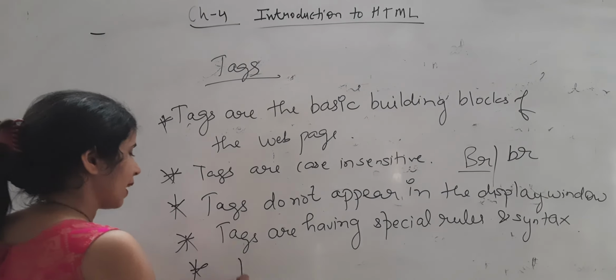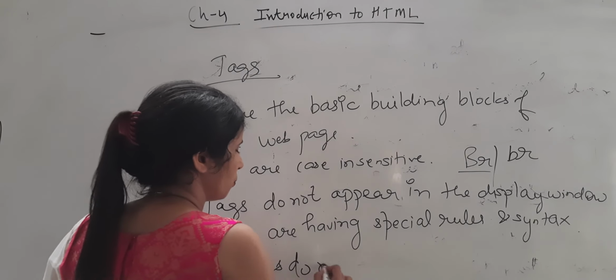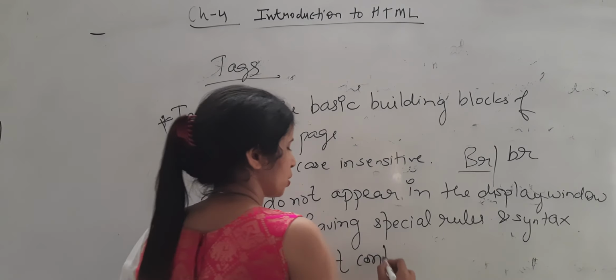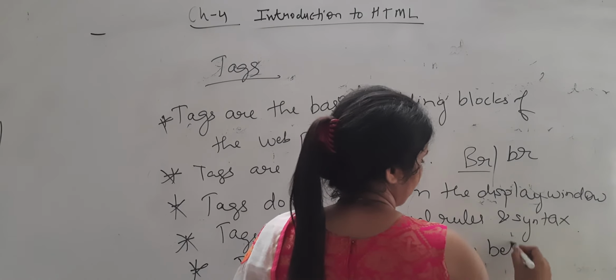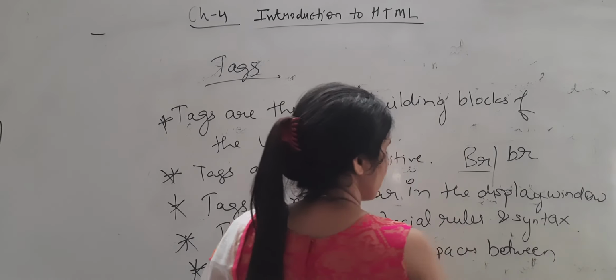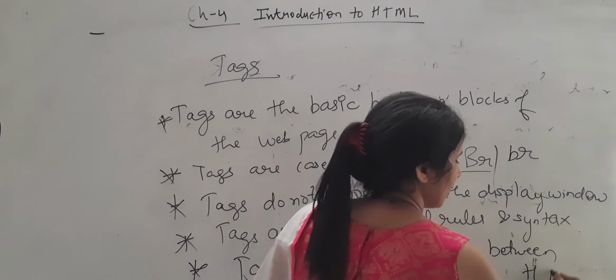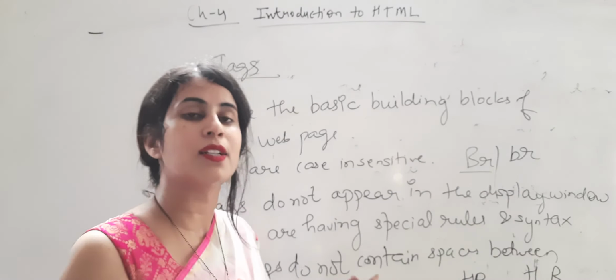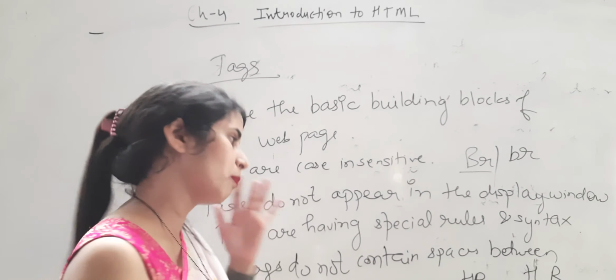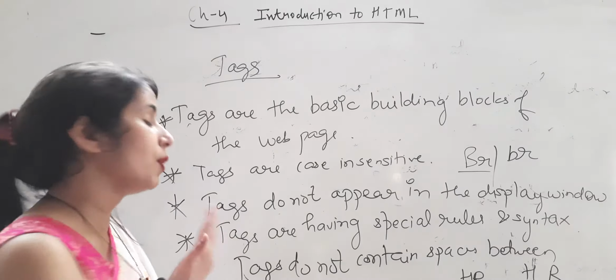Next is tags do not contain spaces between. Suppose the HR tag is there, so it will not contain any space. I can't write H space R. It will be wrong. Tags do not contain spaces in between.